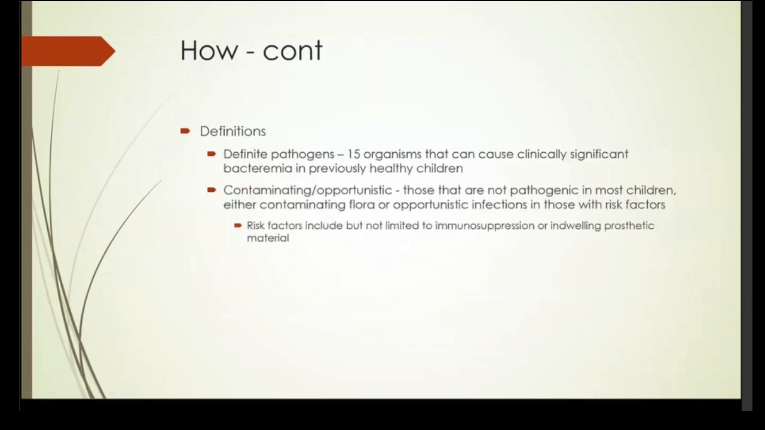Further in the how, they defined the pathogens and the positive and negative results a different way. So they took 15 organisms which are known to cause clinically significant bacteremia in previously healthy children and compared it to all these others which they considered contaminating or opportunistic. The ones that are known they called definitive, and the others they called contaminating. And risk factors for contaminating or opportunistic would include things like immunosuppression or those indwelling catheters, which, as everyone pointed out a little while ago, we're looking at healthy kids, previously healthy kids, not complex or those with indwelling lines.